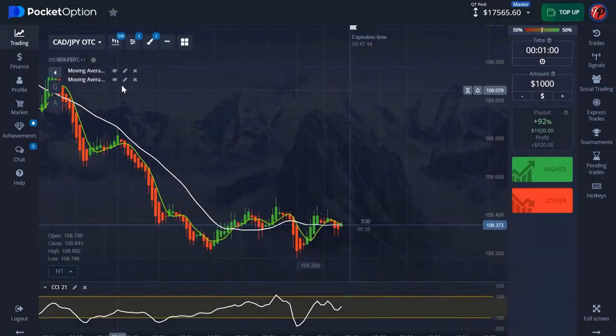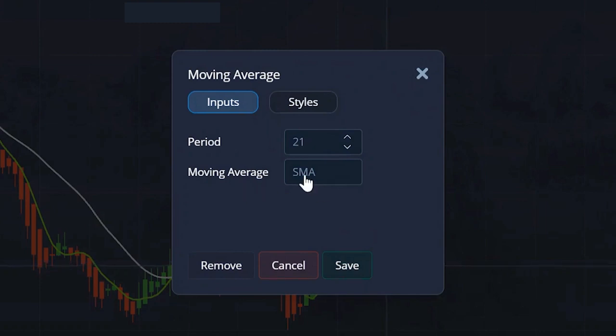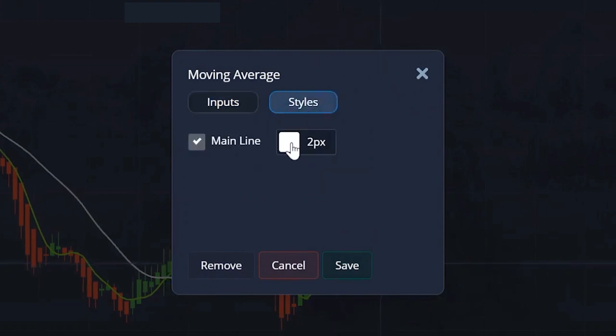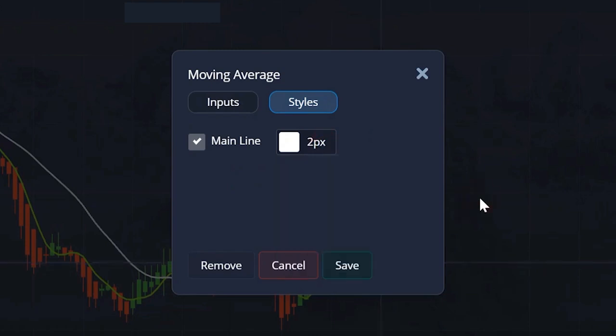The second moving average comes with a period of 21. The moving average is SMA. On the style part here, I make use of white color, and of course I take my line to be on 2 pixels. So that's pretty much all you have to do. When you're done you hit save.